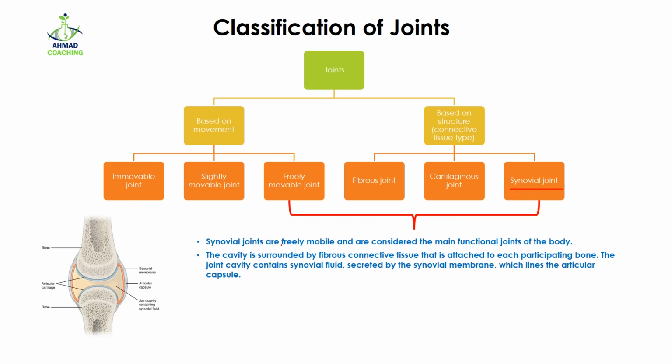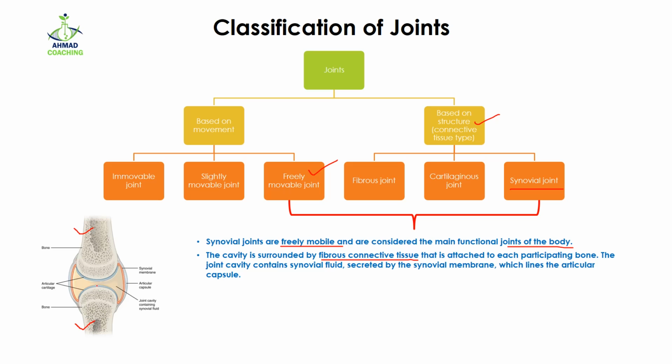The synovial joints are freely mobile, or freely movable, joints. They are considered the main functional joints in the body. If we talk about their structure, their cavity is surrounded by fibrous connective tissue that is attached to each participating bone. So here you can see this is one bone, this is another bone, and here we have this synovial joint, and this is the fibrous connective tissue.